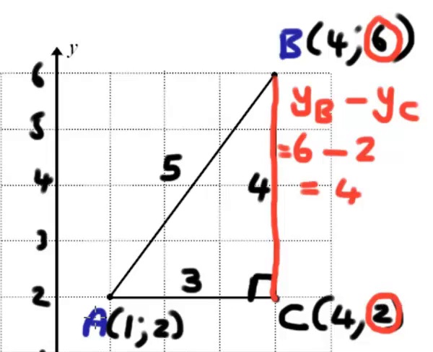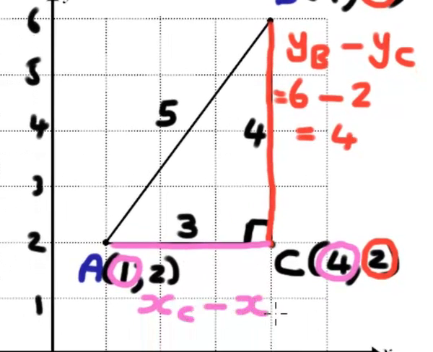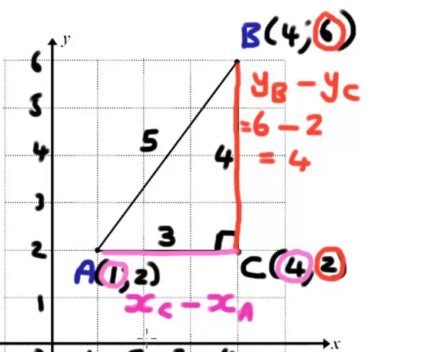Now look at this one over here. If you have a look at that length there, AC, it's 3 units, but I want you to focus on this. If you take the x of C minus the x of A, what do we get there? It's going to give us 4 minus 1, which, guess what, is the 3 units.